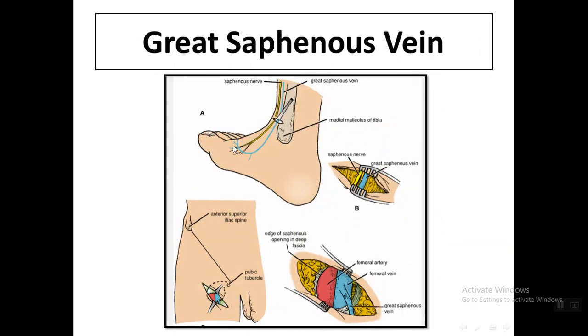Here is the beginning of the great saphenous vein from the dorsal venous arch of the foot. Then it will ascend in front of the medial malleolus of the tibia. Here it is accompanied by the saphenous nerve, which runs along with it. Then it will ascend up the lower limb until it reaches the saphenous opening, an opening in the deep fascia, where it will drain into the femoral vein.